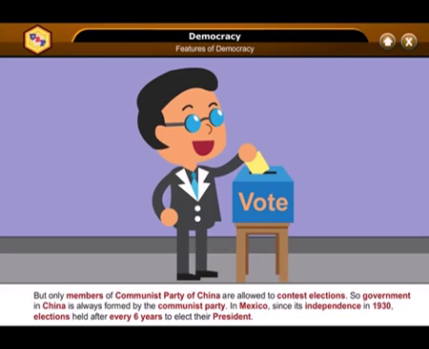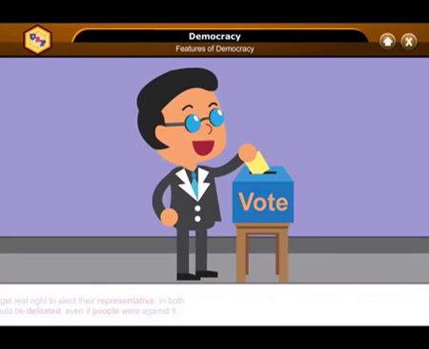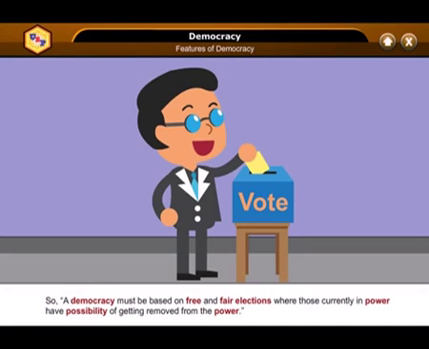In Mexico, since its independence in 1930, elections are held after every 6 years to elect their president. In spite of elections in China, the people do not get a real right to elect their representatives. In both examples, there was no way the ruling party could be defeated, even if people were against it. So, a democracy must be based on free and fair elections, where those currently in power have the possibility of getting removed from power.